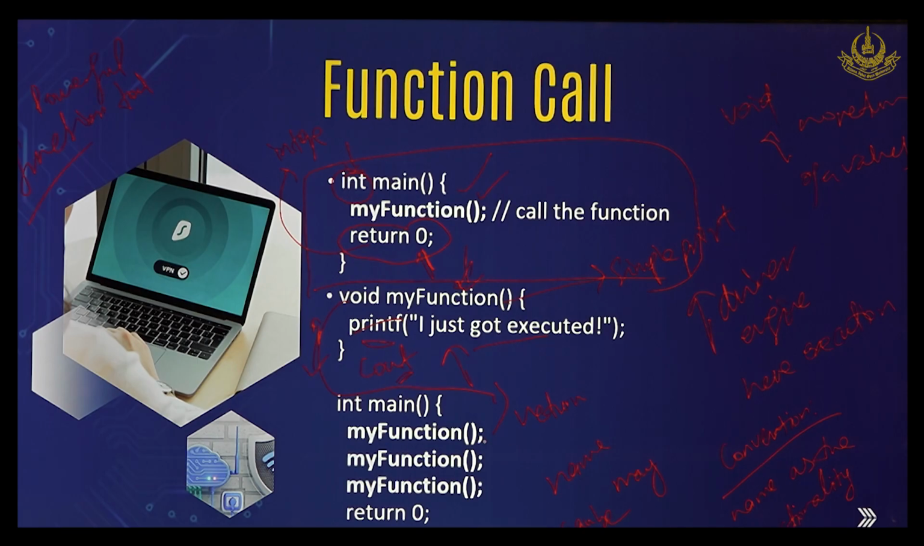Okay. So how do we call a function? Here we can see that this function has been defined, and then in the main function we are just writing the name of the function with its appropriate signature, and then the function is being called. We write my function 3 times, so it is being called 3 times.